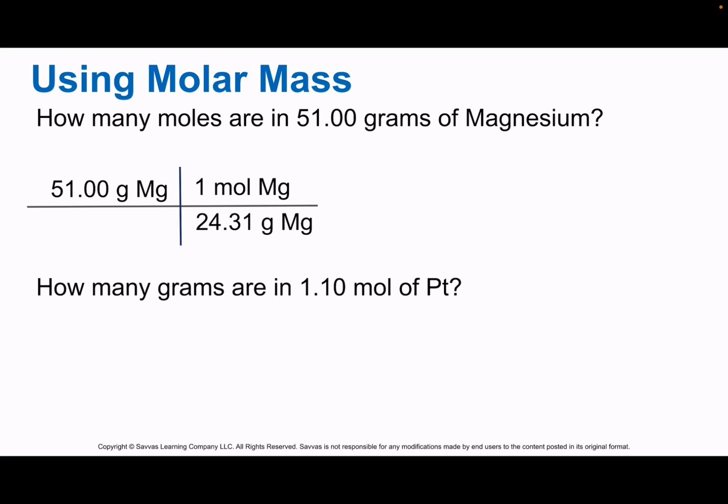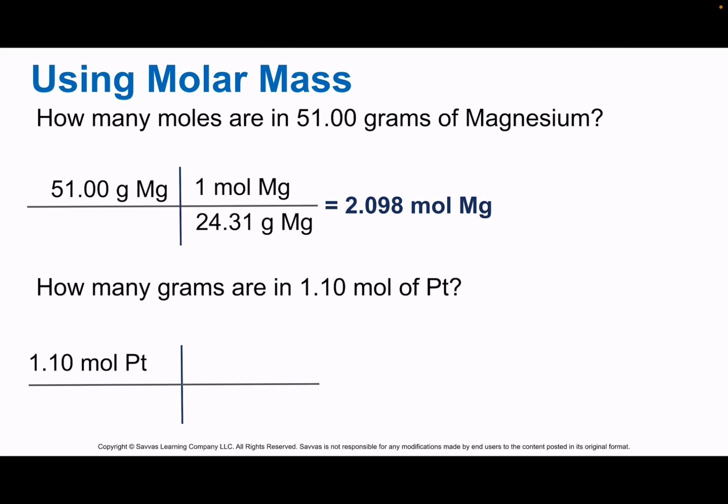Pause if you want to check your work first. The answer is 2.098 moles of magnesium. How many grams are in 1.10 mole of platinum, Pt? I'm going to start with moles on top this time, 1.10 moles of platinum. And in this case, our molar mass is going to flip.